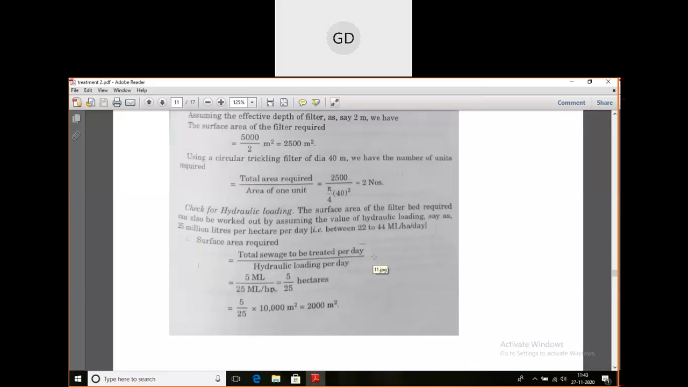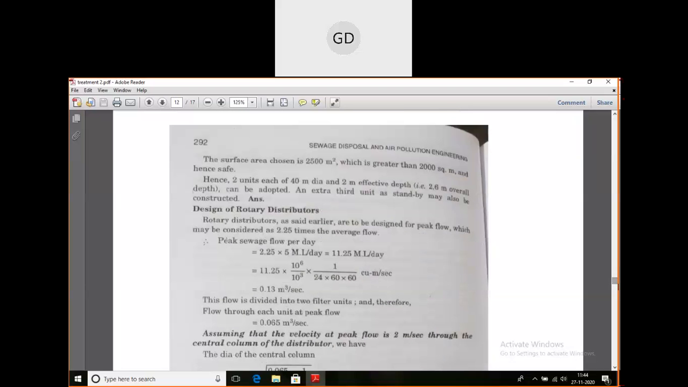So how will you find the surface area of the filter media? It will be the total sewage to be treated per day divided by the hydraulic loading per day. Total sewage is given as 5 million liters in the question itself, and the hydraulic loading they took as 25 million liters. So 5 divided by 25 hectares; converting hectare into meters, it is 10,000 meters square. So you finally get the surface area to be 2,000 meters square.